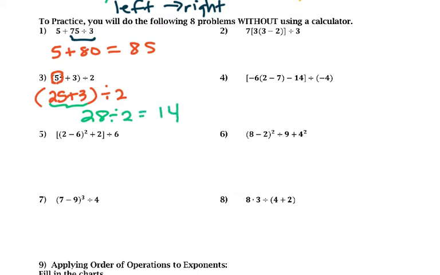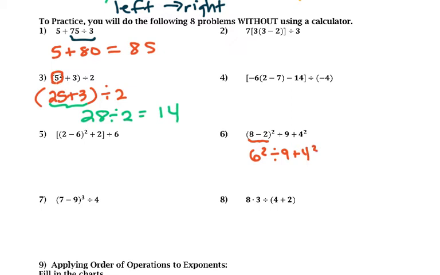If I go to something like number 6, that has a couple of different exponents. It also has parentheses, so I need to be really clear about what's happening first. The parentheses are going to tell me what to do first. So 8 minus 2 is 6. And so I'm just going to change that, and everything else is going to stay the same.